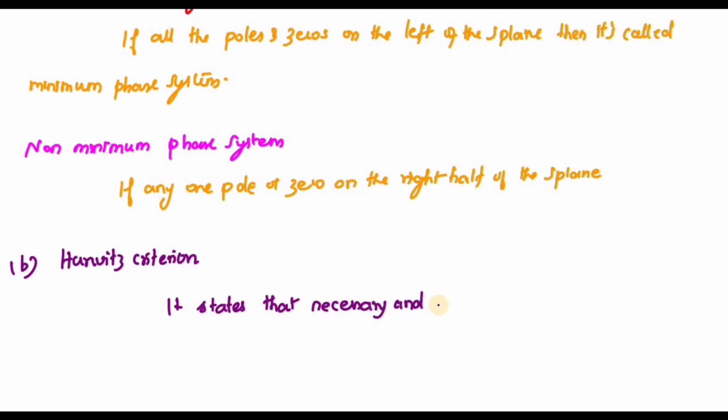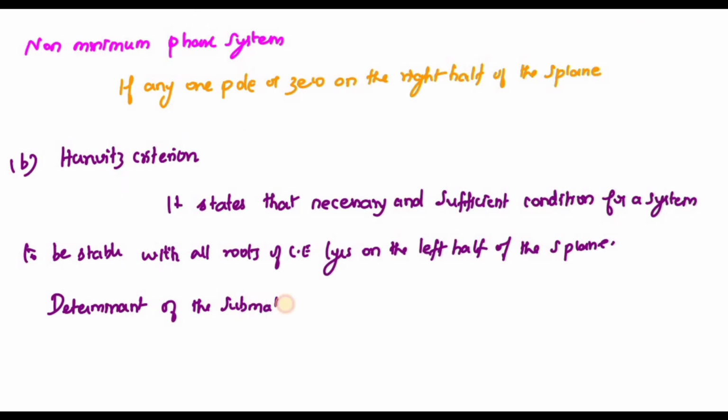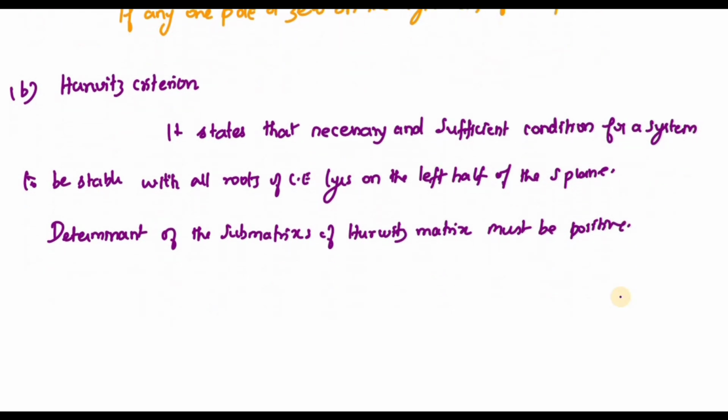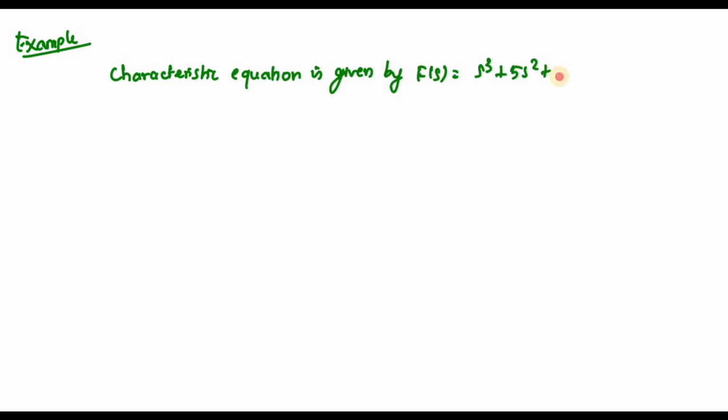Now let us discuss the Hurwitz criteria. It states that the necessary and sufficient condition for the system to be stable is that all roots of the characteristic equation must lie in the left half of the S plane. Here we find the determinants of the submatrices of the Hurwitz matrix, and they should always be positive, that is, greater than or equal to 0. If that is the case, I can tell the system is stable.